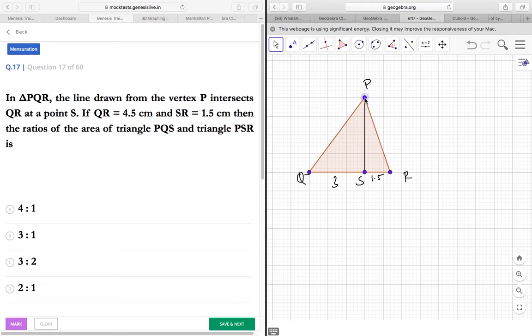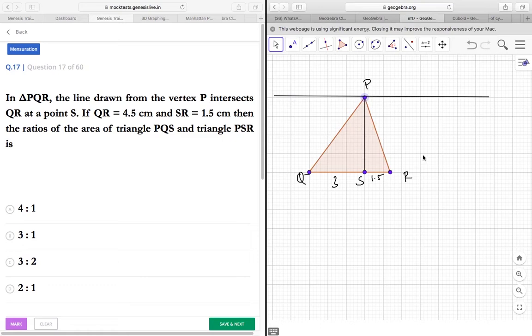Hope this is clear. Since the height is the same for both, when the bases are these two, that is QS and SR, and I keep this vertex moving anywhere, but the constraint is it has to be on this line, the height remains the same. If it is at any of the points, the height remains the same.